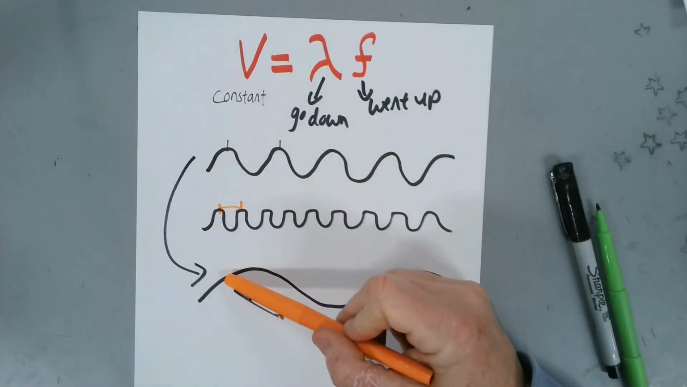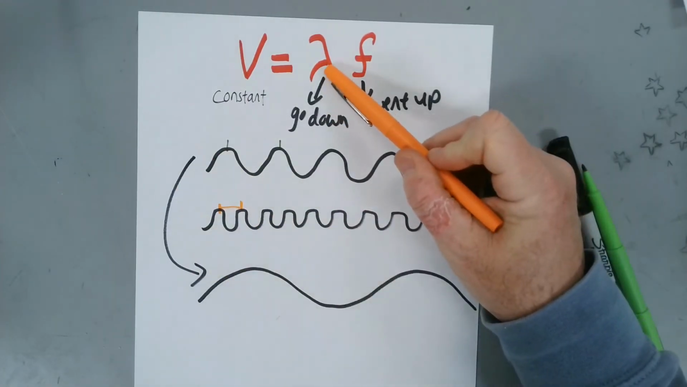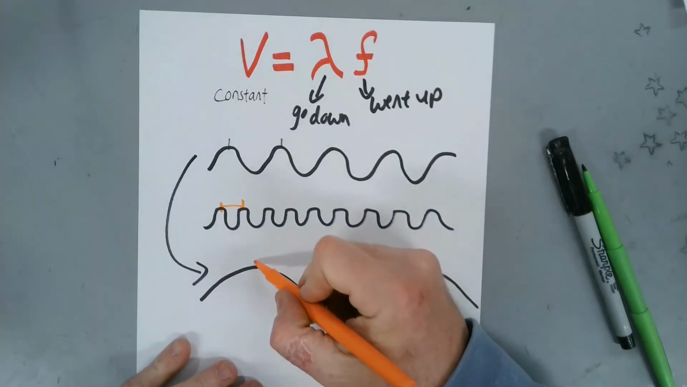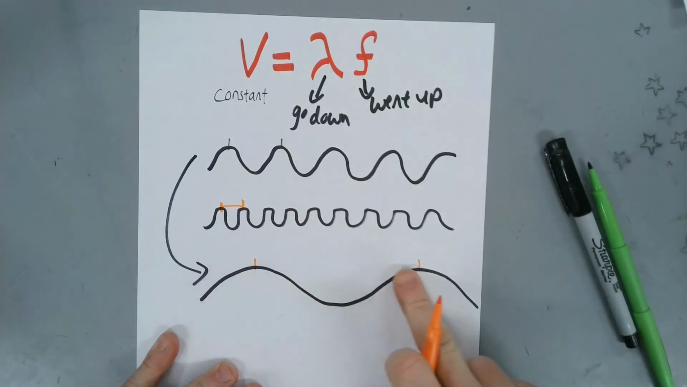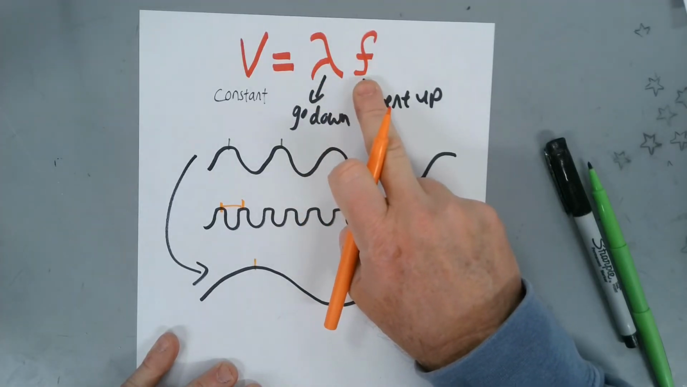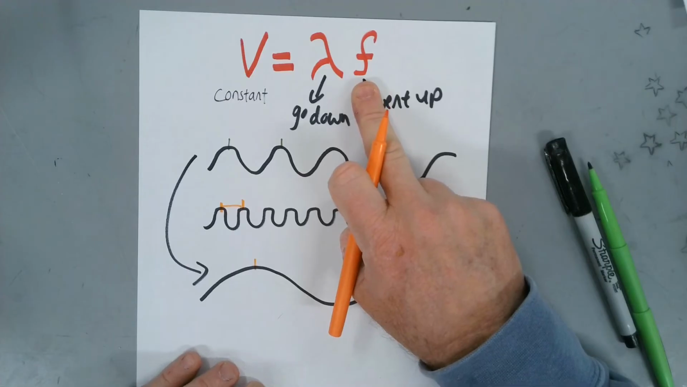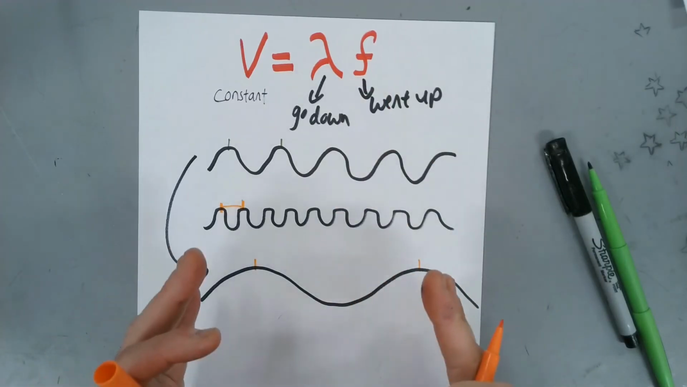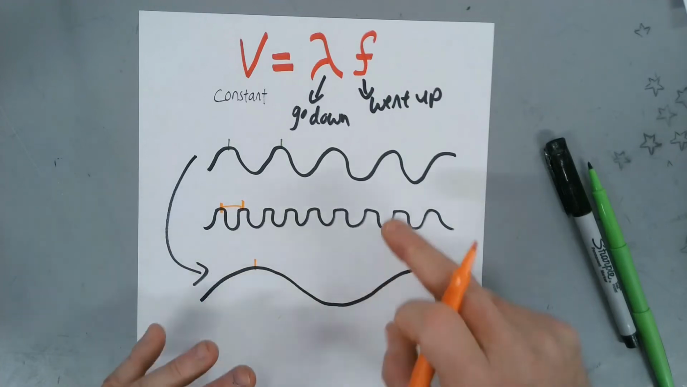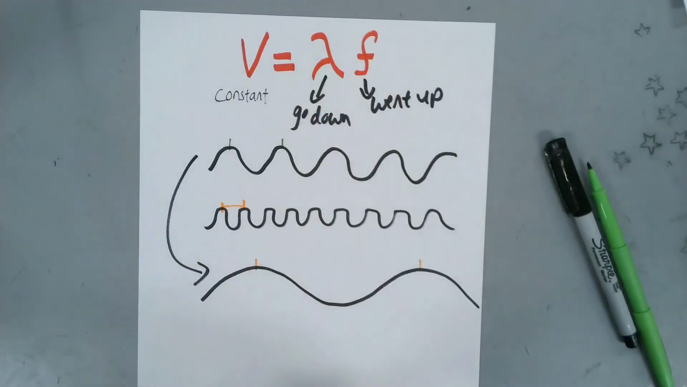But let's do it this way this time. Let's make the wavelength bigger or longer. And you can see here, my wavelength has now gotten bigger. If this one has gotten bigger, that means this one must have gone down. And you can see that the waves are coming along less frequent. There's a lower frequency. As one goes up, the other must go down.